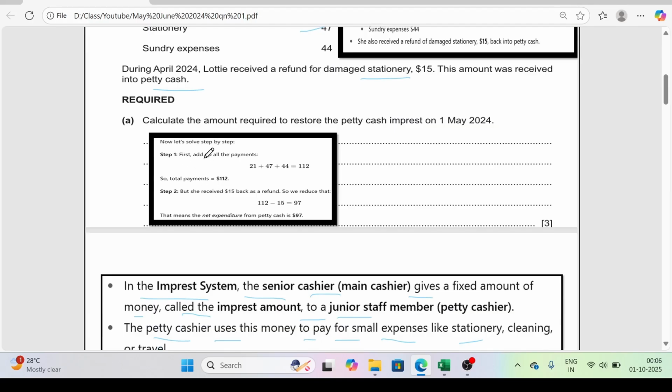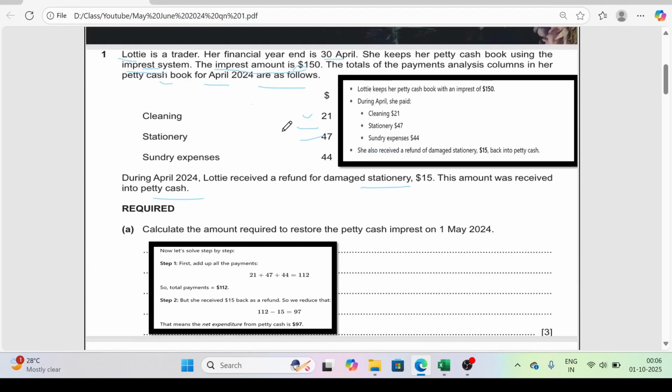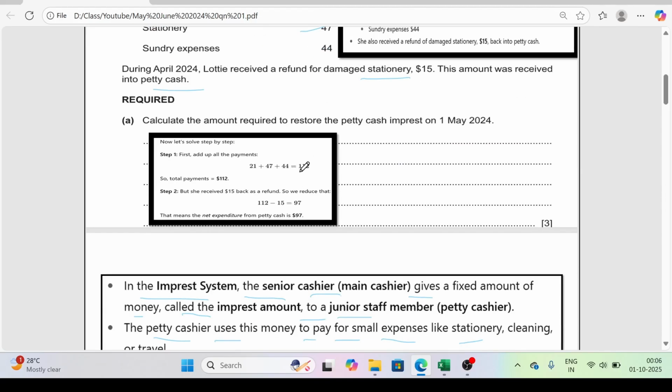Now let's solve step by step. Step 1: add up all the payments, which are 21, 47, 44. The total will be 112. Step 2: she received 15 back as a refund, so we have to reduce that. 112 minus 15 gives 97 as the answer. So the net expenditure from the petty cash is 97.